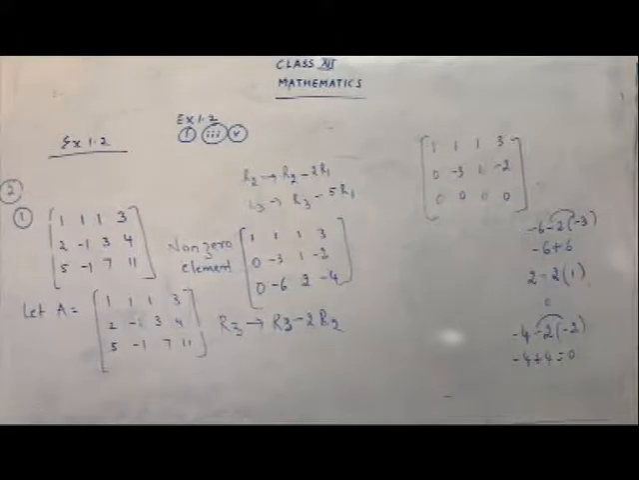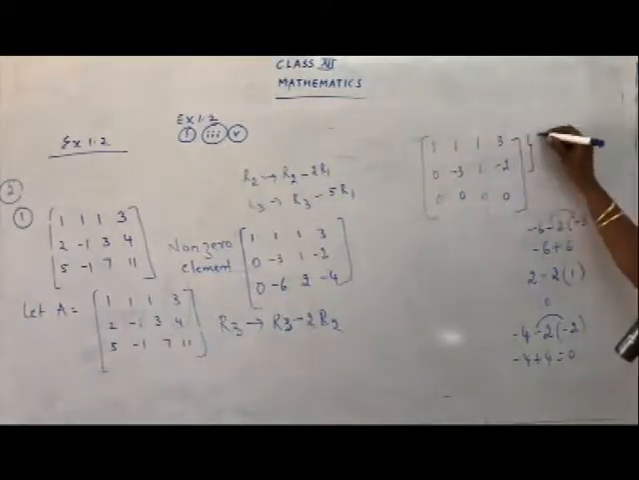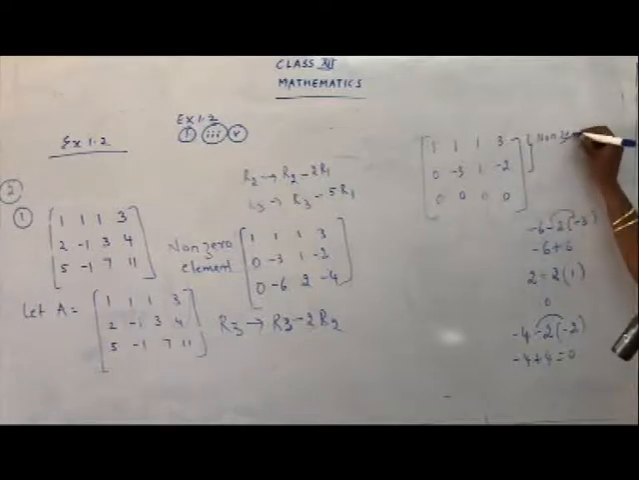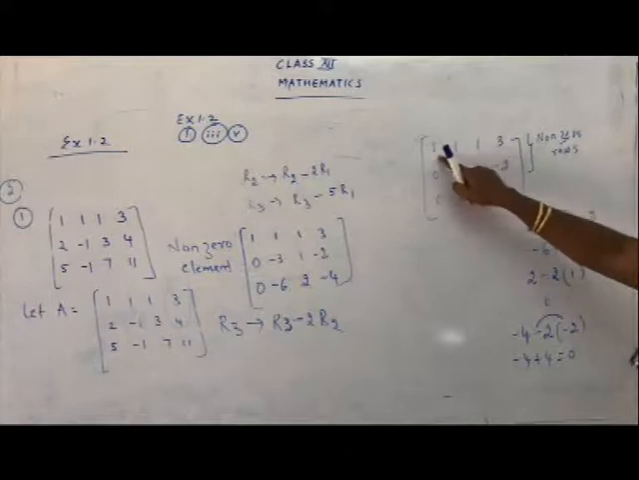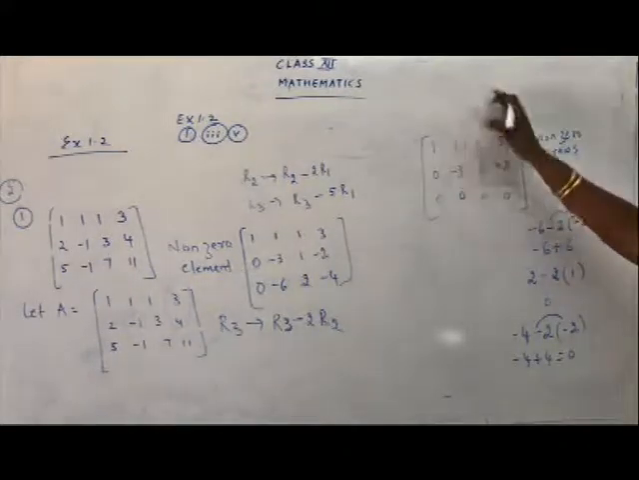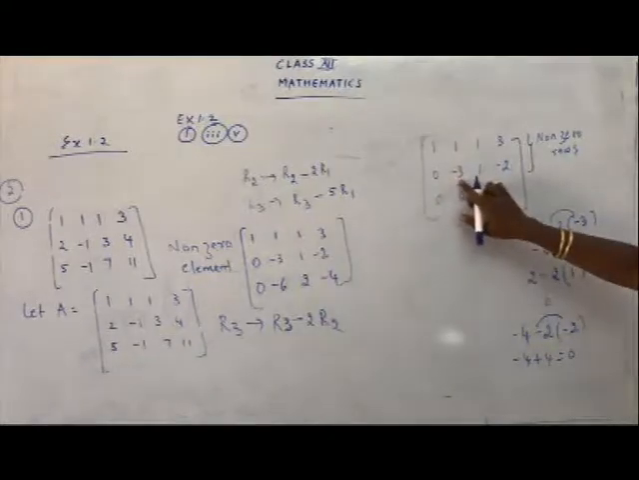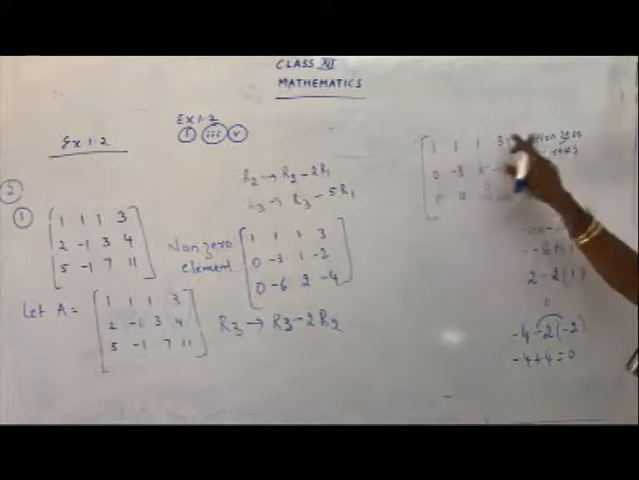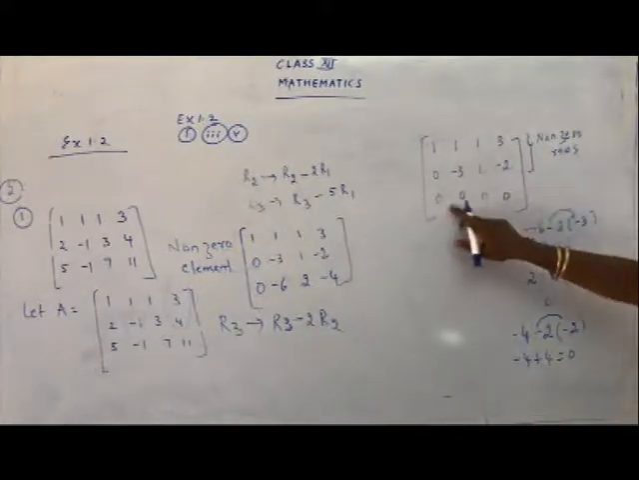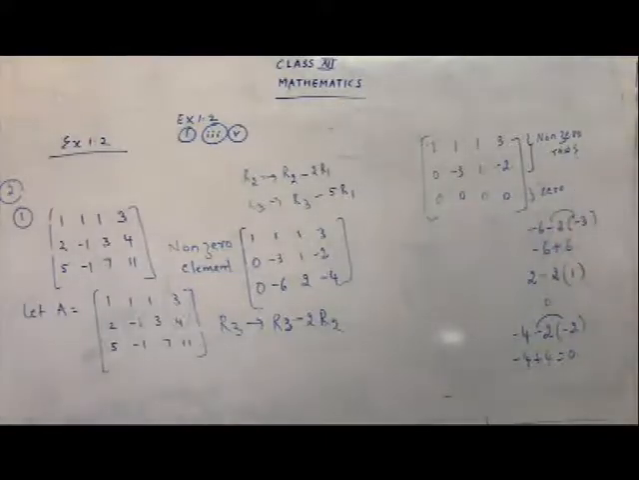So how many non-zero rows are here? See here, these are non-zero rows. Non-zero rows means at least one element is there without a 0. Here all the elements are not 0. Here only one 0 is there, that is not a problem, but some numbers are there other than 0. So you call this a non-zero row. But this is a 0 row because all the elements are 0. The last row is a 0 row.